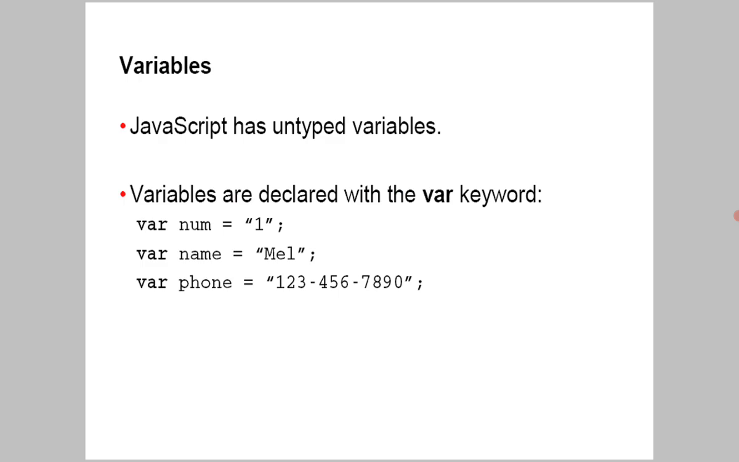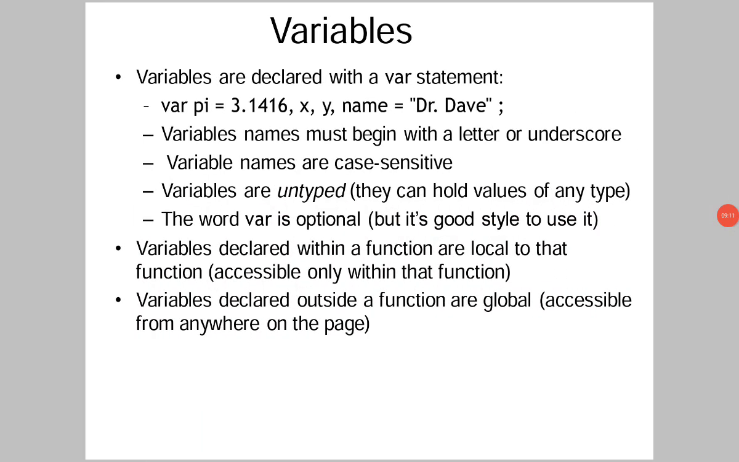For example, variables are declared with the var keyword. Generally in JavaScript, all variables are defined with the word var. So the syntax is var num is equal to 1, name is equal to within quotes some mail, like that. So variables are declared with a var statement. For example, var pi is equal to 3.14116, x comma y comma name is equal to, like that. Variable names must begin with a letter or underscore, and variable names are case sensitive.